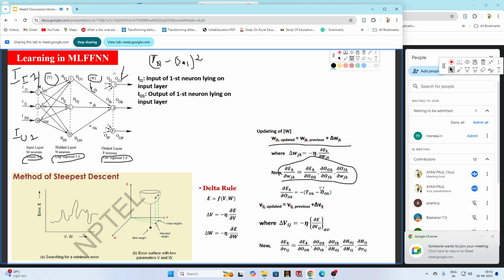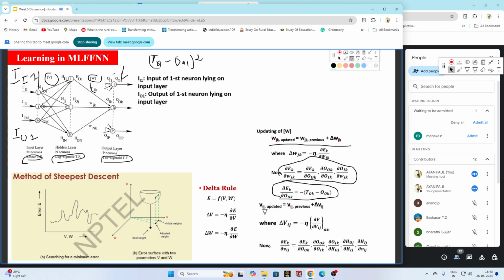Del Ek by del Ook will be minus of tk minus Ook, because when you differentiate you will get this. Why is there a minus sign? Because when we are differentiating, this is negative, so that is why minus tk minus Ook. So that will be your del E by del Ok.